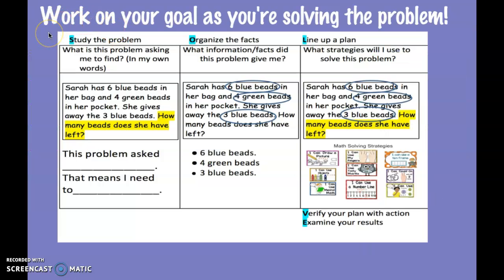Remember, mathematicians, to always have a goal as you are working. Whether it is to study the problem and underline the question, organize your facts by circling all important information, lining up a plan by choosing 2 different strategies, verifying your plan with the actions, and examining your results to see if your answer makes sense. Remember to always have a goal in mind when you are working.